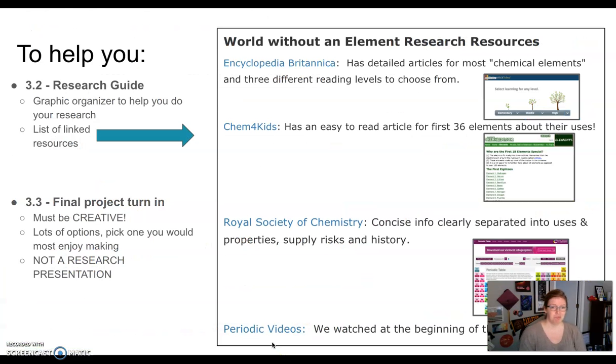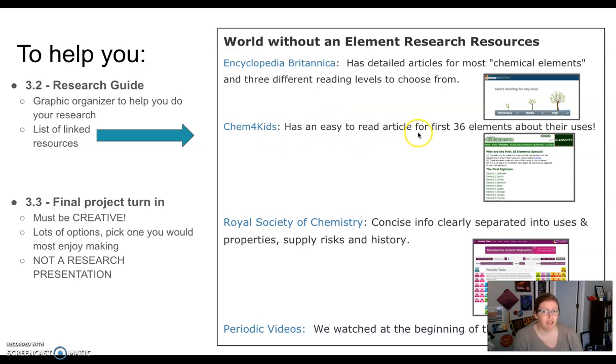So to help you, we've assembled a couple of things. We have 3.2, which is your research guide, and that's a graphic organizer. I'll show you it in a sec. But also on 3.2, I have some linked resources for you. These are all of the ones you'll find there. Encyclopedia Britannica is really awesome because you can decide what reading level you would prefer. And most chemical elements have a really good page about them at different reading levels. So if you want it to be pretty easy to read, you can pick the elementary. Or if you want it to be not super hard to read, go for middle school level.